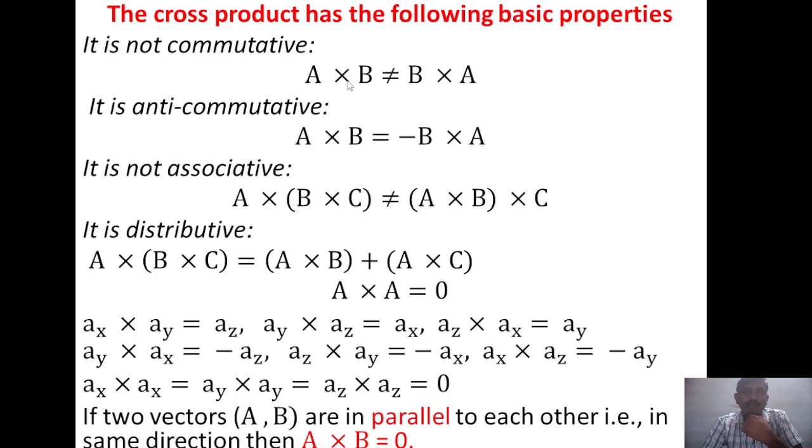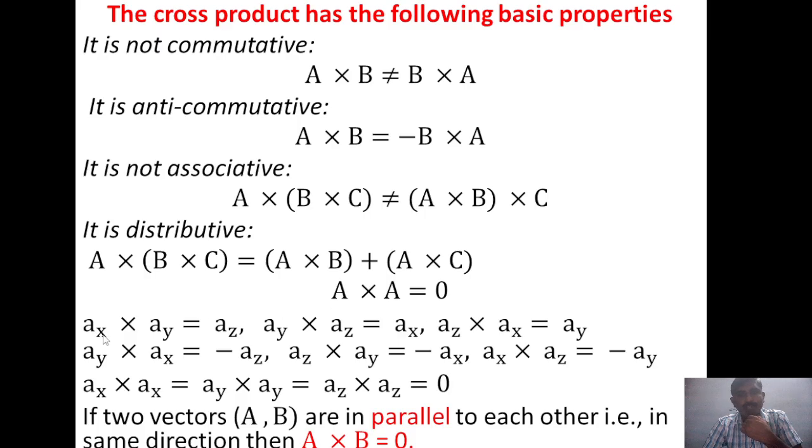So these are the properties. In the dot product, A dot B is equal to B dot A, but the cross product does not obey this. A cross B is not equal to B cross A; it will be minus B cross A. Similarly, A cross B cross C is not equal to A cross B cross C. And A cross (B plus C) is equal to A cross B plus A cross C. A cross A is equal to 0.